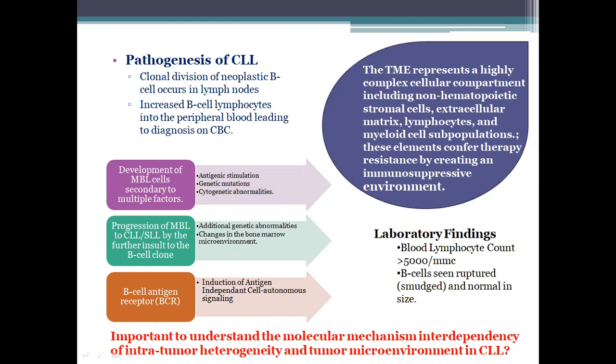Also, as I talked about the occurrence of uncontrolled clonal division of B cells, it can occur due to various primary factors such as antigenic stimulation, genetic mutations, and previously existing genetic abnormalities. But the MBL can progress to chronic lymphocytic leukemia by the further insult to the B cell clones due to genetic abnormalities or occurrence of infections or changes within the bone marrow microenvironment.